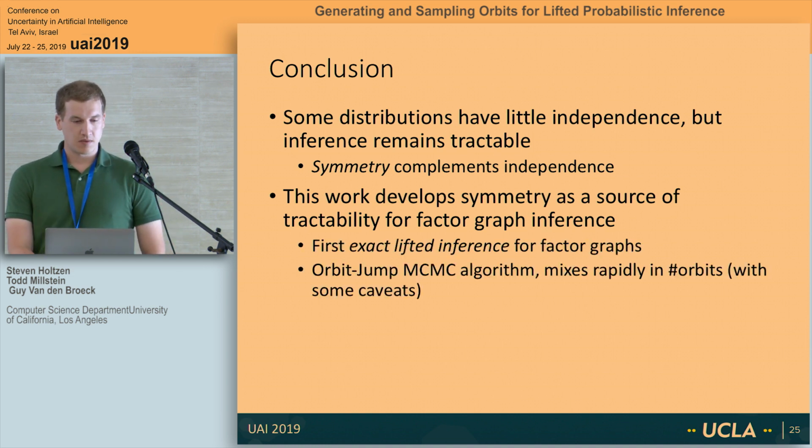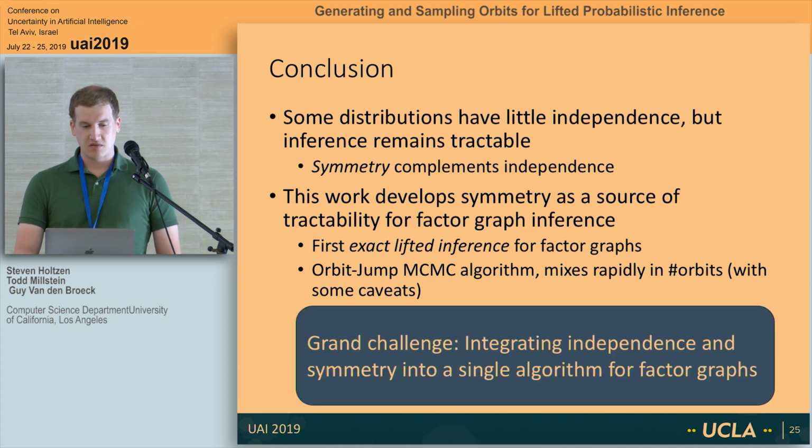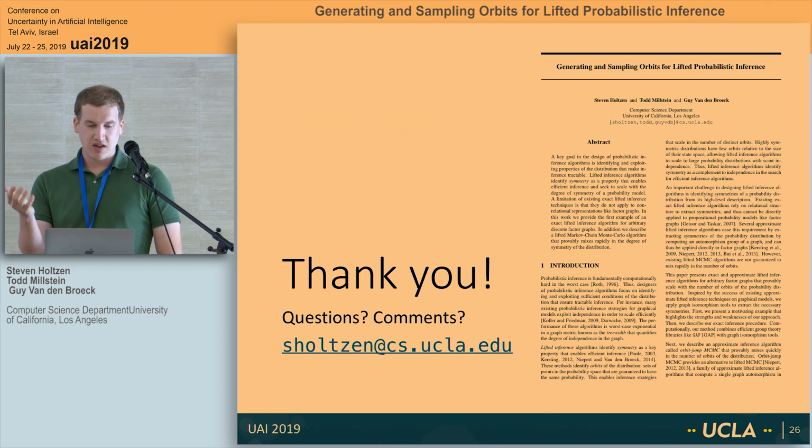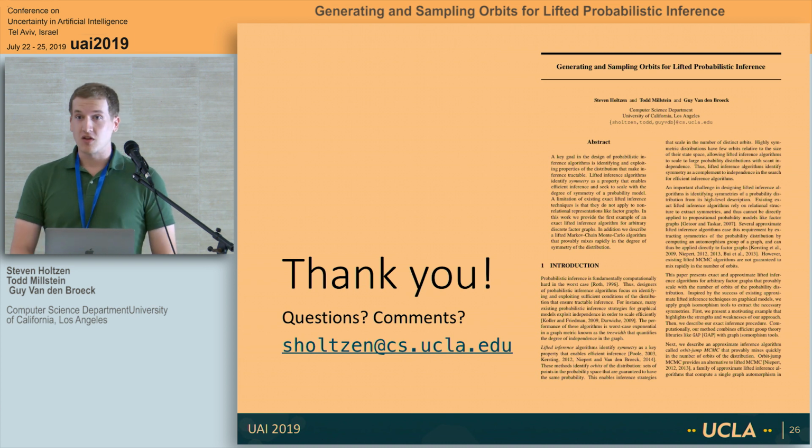So in conclusion, some distributions have little independence, but inference is still tractable. Symmetry complements independence in these cases. This work develops symmetry as a source of tractability. We give the first exact lifted inference algorithm for factor graphs, and we give an orbit jump MCMC algorithm. And I want to leave with a grand challenge, which is integrating independence and symmetry into a single algorithm for factor graphs. This whole time I've just been talking about the number of orbits, but we don't talk about independence in this work, and I think that's a very nice next step. And with that, I'll conclude and take any questions.